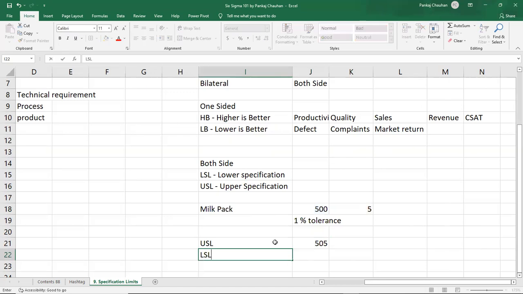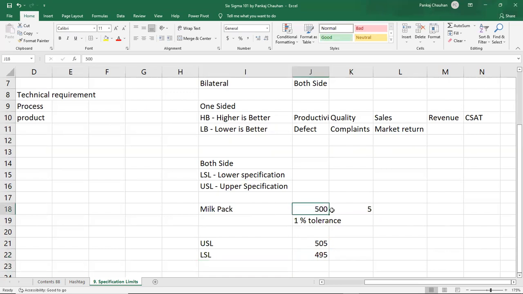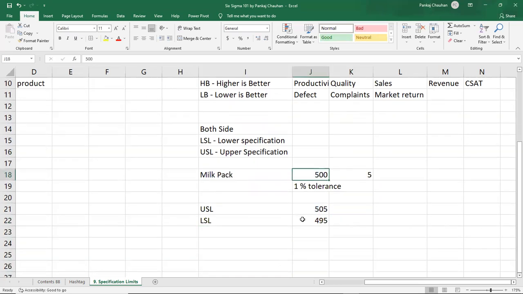And the lower specification limit will be 500 ml minus 5, because you know that every time you cannot pack exactly 500 ml. There will be some variation, and variation, as you already know, we measure in the form of standard deviation. So when you are looking for an exact value, approximately, it should not be less than a defined limit or more than a defined limit. So this is bilateral, or both sides of a specification.